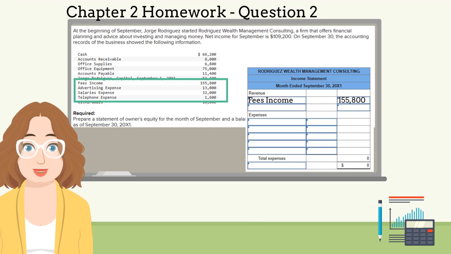Now, fill in the lines of the income statement. Please remember to use the Check My Work feature on the McGraw-Hill site.